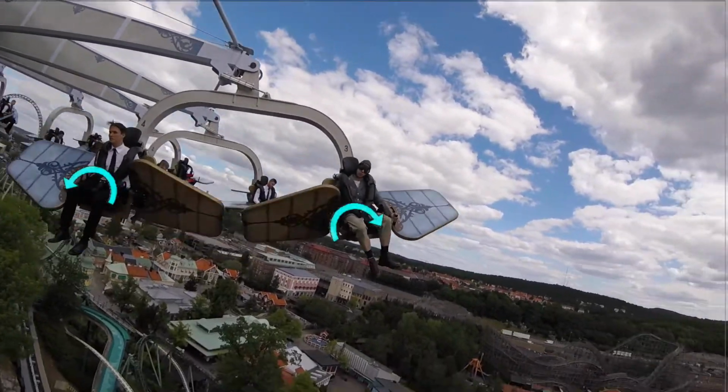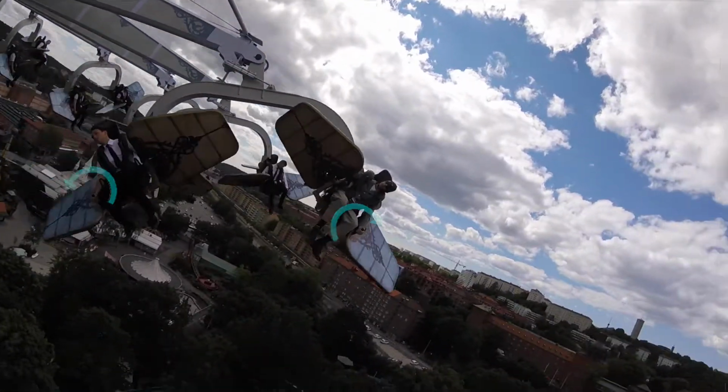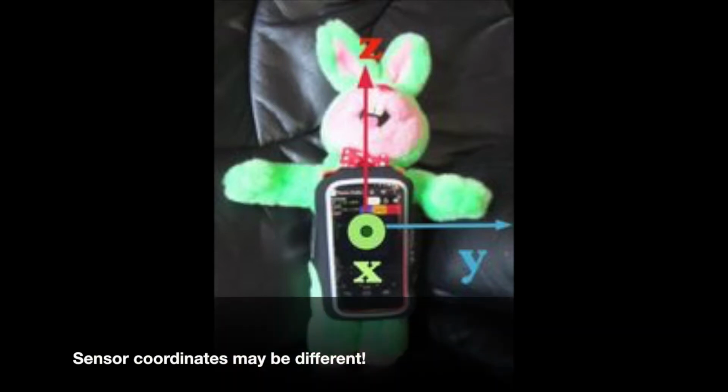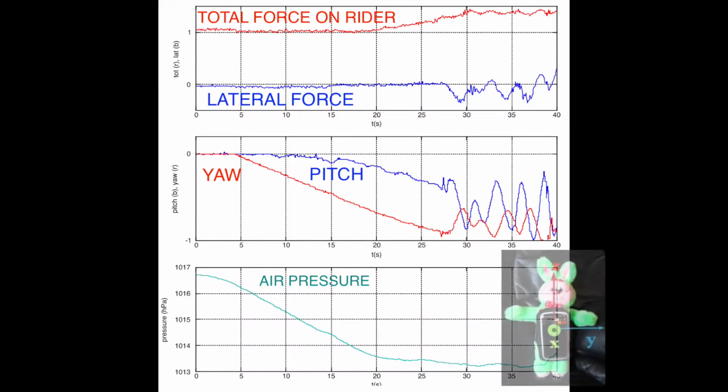The forces in this ride are sufficiently small that they may be measured using the built-in sensors in a phone. The phone can also measure rotations around the three axes, as well as air pressure. Here are the data from the start of a very quiet ride.